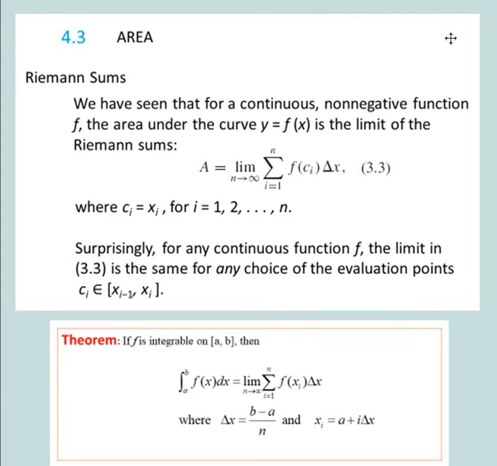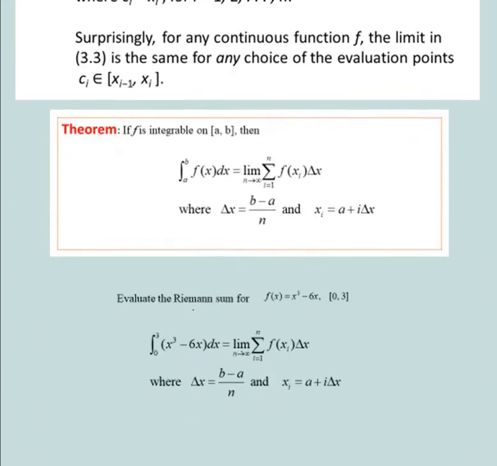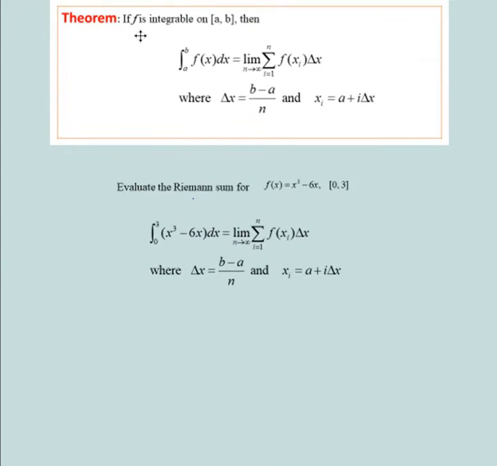Here, a little bit down, is the definition of the Riemann sum, which says if f is integrable on a and b, then the integral from a to b of f of x is equal to the summation, which is the Riemann sum, where delta x is that partition that I was talking about in the previous video, and xi is equal to a, or x naught, plus i delta x. Now we're going to do an example. Look, we have an example here.